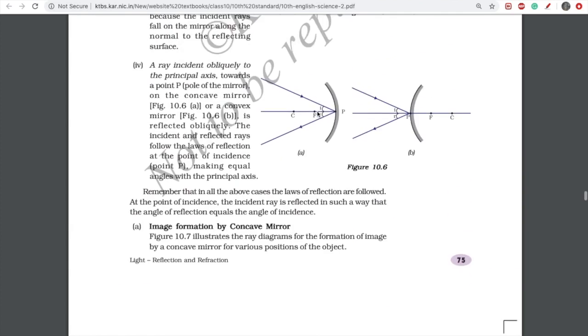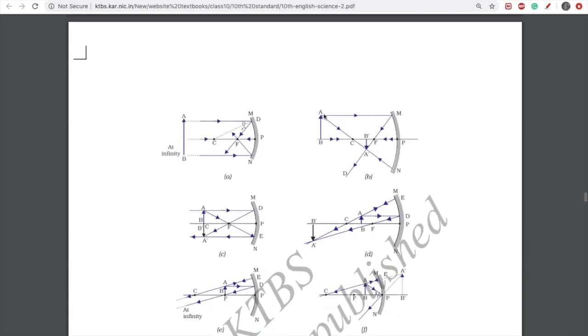Actually these rules will help us figure out where the image will be formed and how the image will look. Okay, this is really interesting. Let us look at how this is done in the next video.